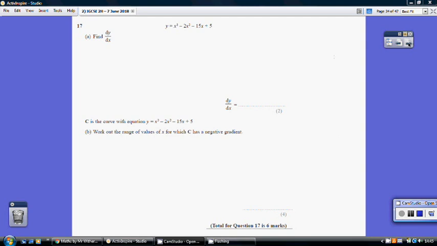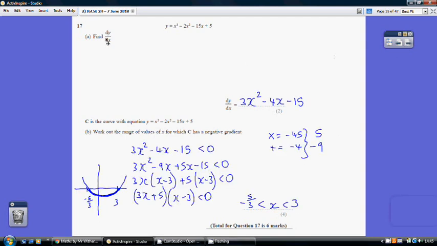Question 17, part A. So to differentiate, remember you multiply by the power and reduce the power by 1. So x cubed becomes 3x squared. Moving on to our second term, multiplied by the 2. So minus 2 times 2 is minus 4. Reduce the power by 1, so that's minus 4x. Then differentiating minus 15x, you get your minus 15.